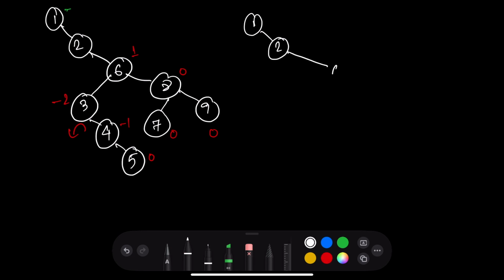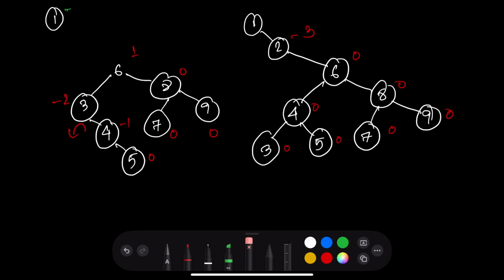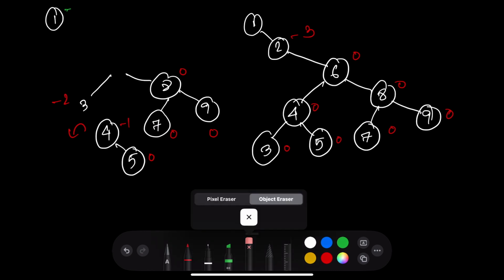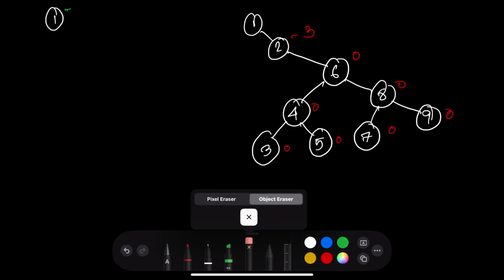So 6, then 8, then 9, then 7, it is good. Now it would be like 4, and then 3, and then 5. So then it is going to be 0 0 0 0 0 0 0, and -3 again. So -3 means left rotation.